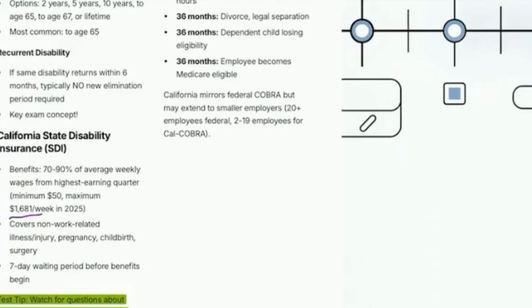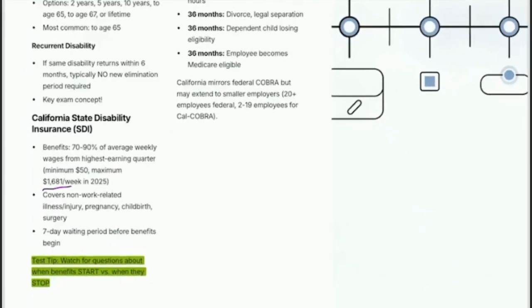So it's not covering work-related injuries, because where would that fall under? That would be workers' comp or workman's comp. But it does cover pregnancy, childbirth, and surgery. This is unique to California. There's a lot of states that do not consider pregnancy a disability.